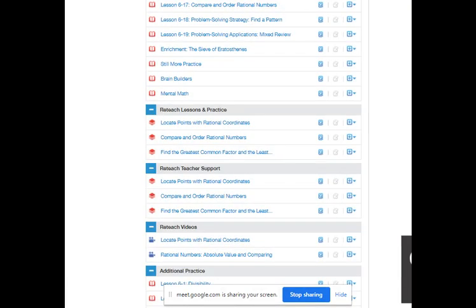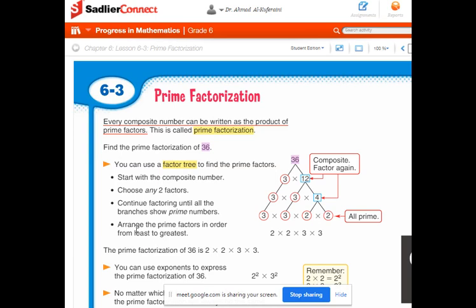Okay. Now, the branches of the tree, we are talking about a factor tree. The branches of the tree show prime numbers, okay? Arrange the prime factors in order from least to greatest. We write them like 2 times 2 times 3 times 3. So the prime factorization, underline the sentence please. The prime factorization of 36 is 2 times 2 times 3 times 3. Okay?